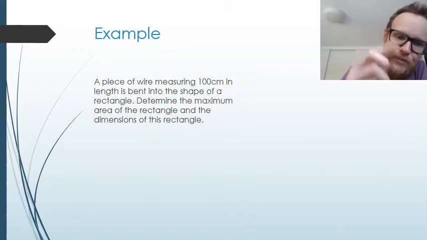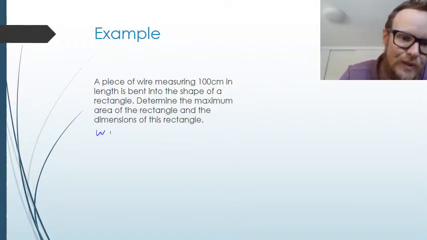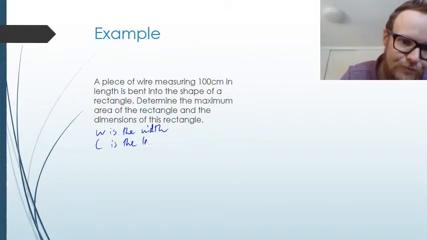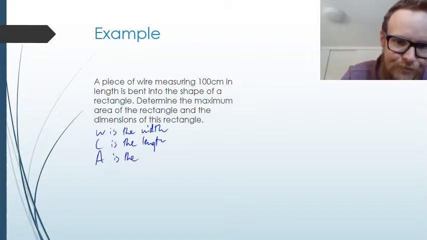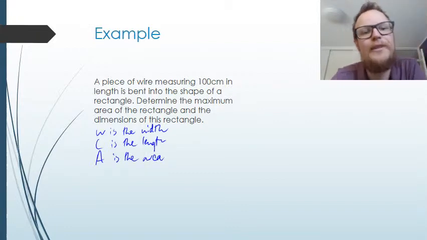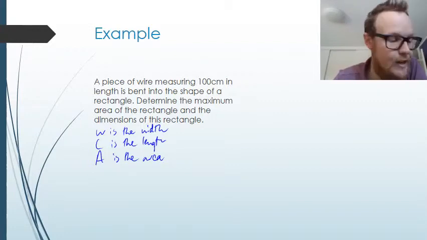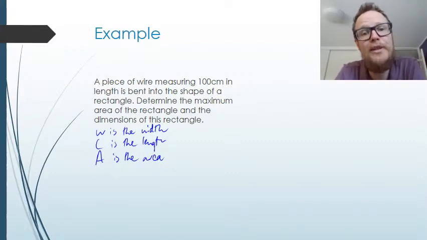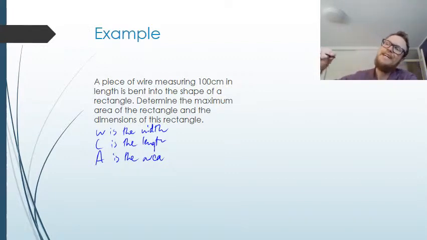So, firstly, define those variables. We're going to say W is the width and L is the length. And we're going to say A is the area of the rectangle. Okay, the length, the width, the area of the rectangle. Firstly, we need to somehow incorporate this 100 centimeters. The 100 centimeters is going to be all around the rectangle. It's going to be the perimeter.